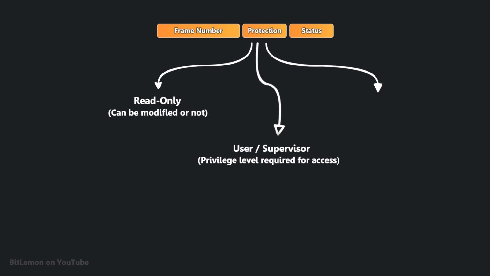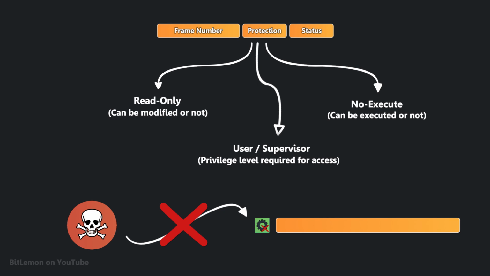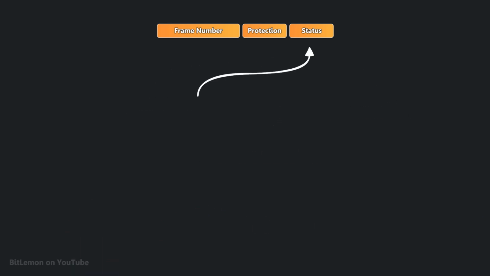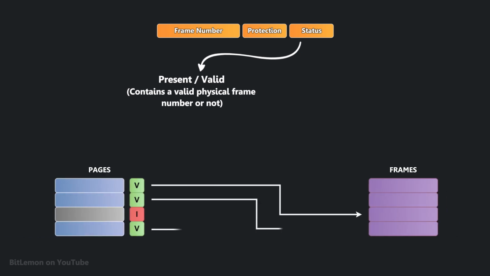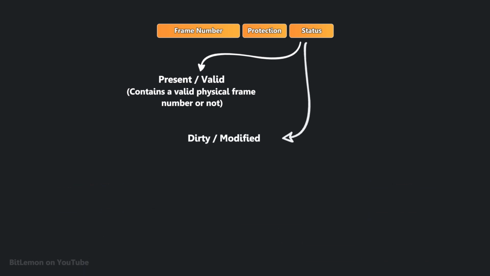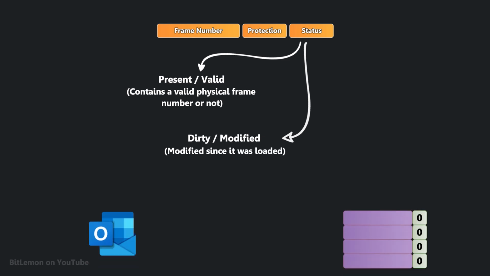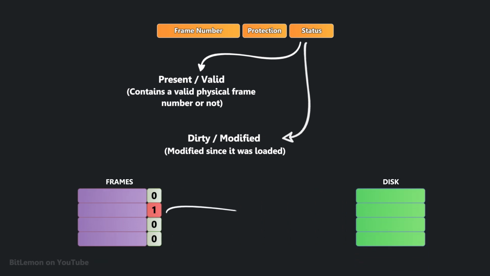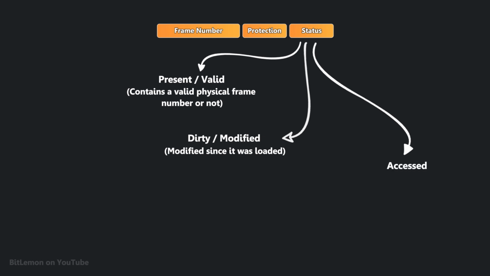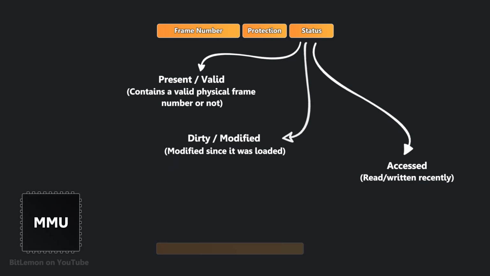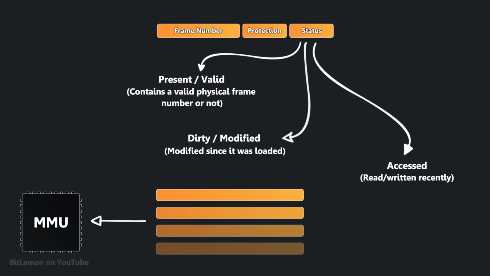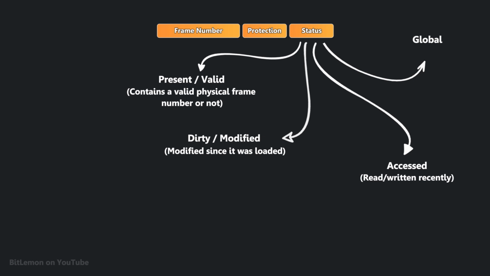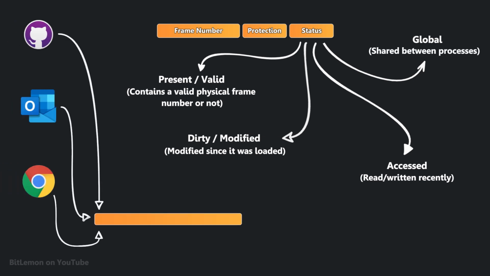There is another common bit used in page table entries called the no-execute bit, which controls whether code from this page can be executed or not. This is a security feature used to mitigate certain types of attacks. Each page table entry also contains status bits, which are mainly used by dedicated hardware called the Memory Management Unit, or MMU. The present bit, sometimes called the valid bit, indicates whether the page table entry contains a valid physical frame number. If the entry is invalid, it cannot be used for translation. The dirty bit, also known as the modified bit, indicates whether the page has been modified since it was loaded into memory. This bit is important for knowing if a page needs to be written from main memory back to disk in the future. The accessed bit indicates whether the page has been read or written to recently. It helps the memory management unit track page usage for future caching and page replacement decisions at the hardware level. The global bit is set by the operating system, indicating that the page is shared across all processes. This flag is often used for the operating system's kernel pages.